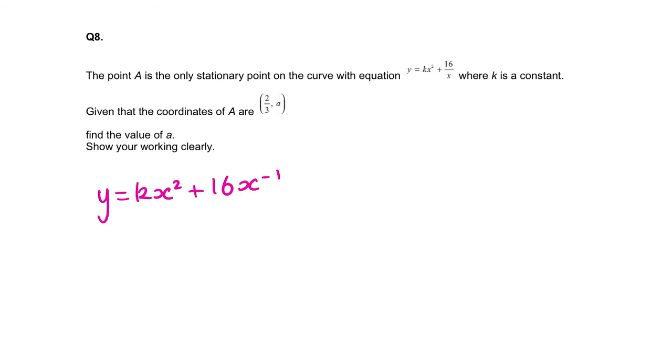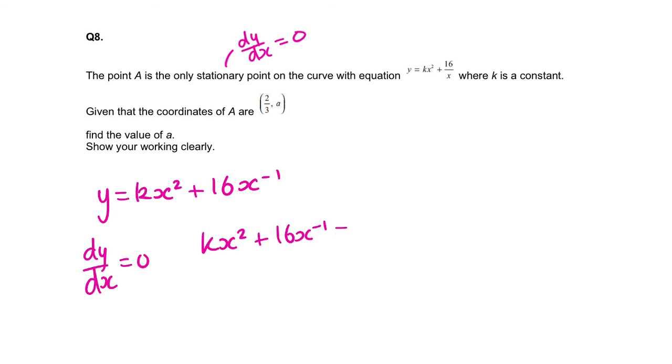If it says the point A is the only stationary point, what do we know about stationary points? The gradient function equals 0. So this means dy by dx equals 0. So kx squared plus 16x to the negative 1 equals 0. No, sorry, I haven't differentiated yet. Sorry, guys. So let's find dy by dx.